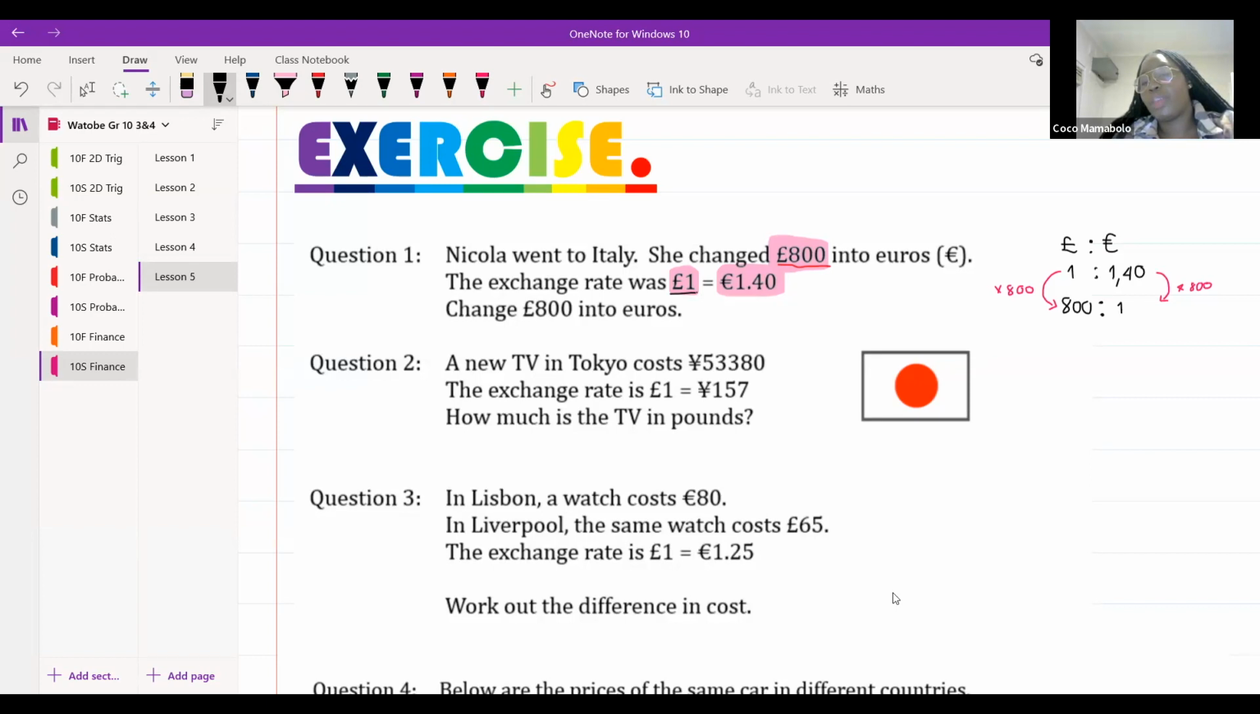Third, 1,120. But now we have to make sure that we're writing it correctly because the question asked us for the answer in euros. So we still have to write 1,120 euros. Okay. You guys can give me a thumbs up if this makes sense to you.